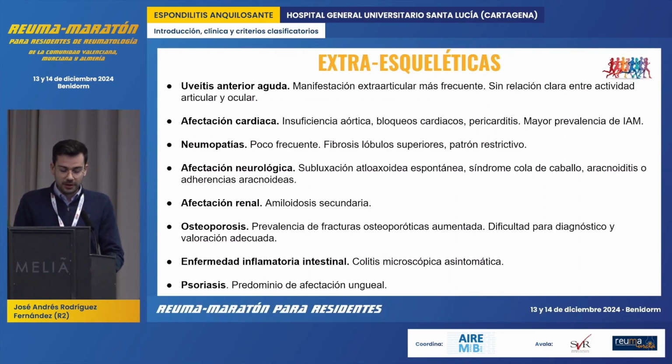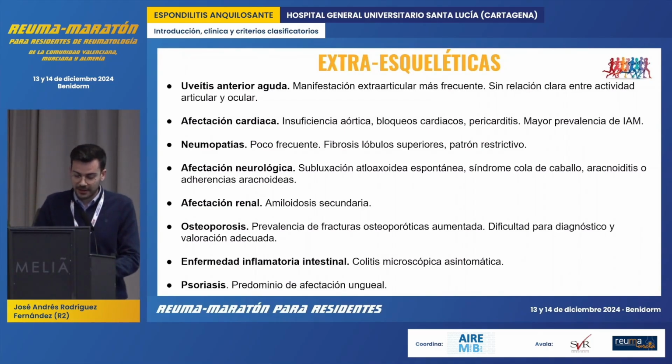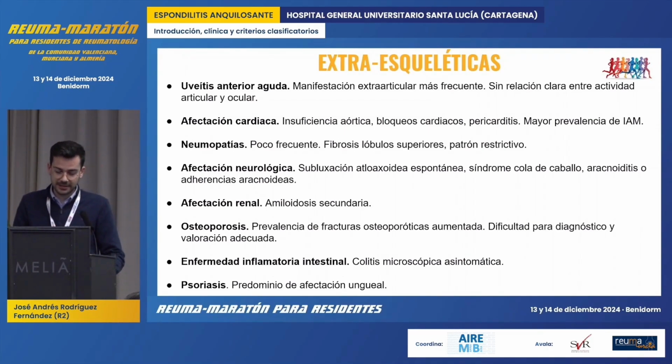There are also neurological manifestations, which may include an atlantoaxial subluxation, as seen in rheumatoid arthritis, which can sometimes present with symptoms of spinal cord involvement. Cauda equina syndrome is rare, but very serious. And in patients with chronic inflammation and a long clinical course, arachnoiditis and arachnoid adhesions may occur.